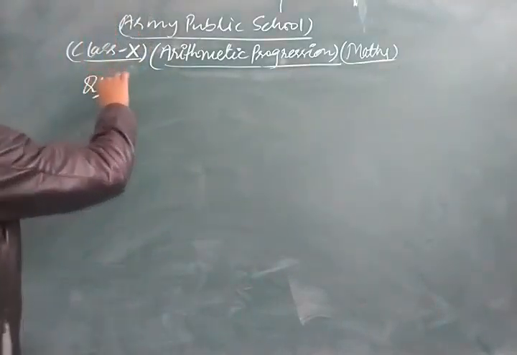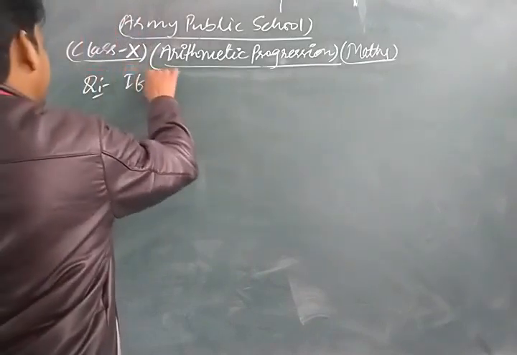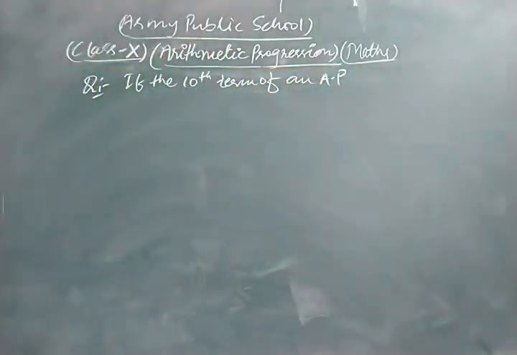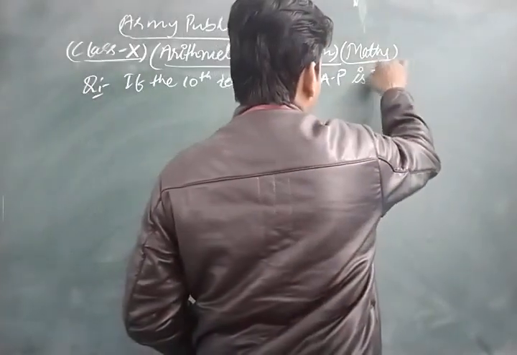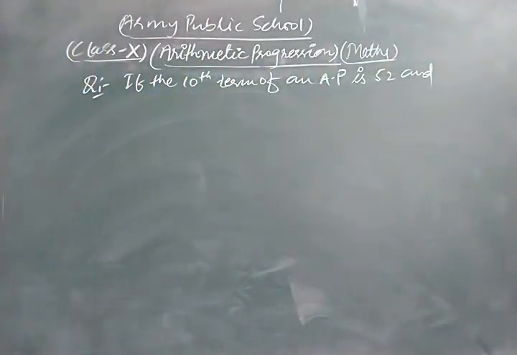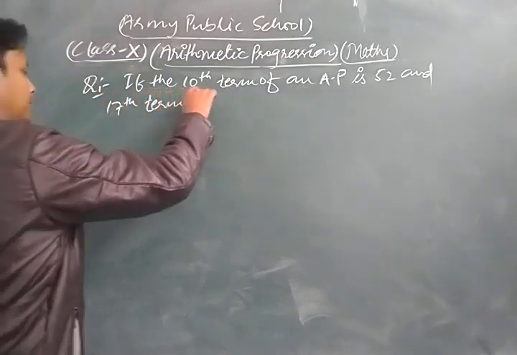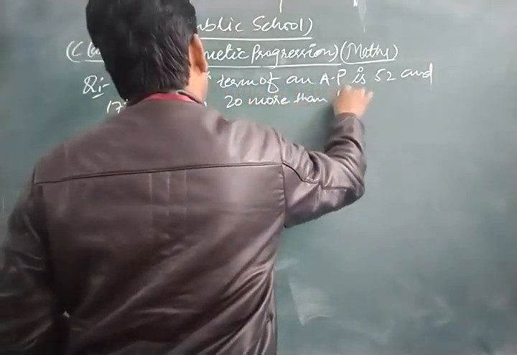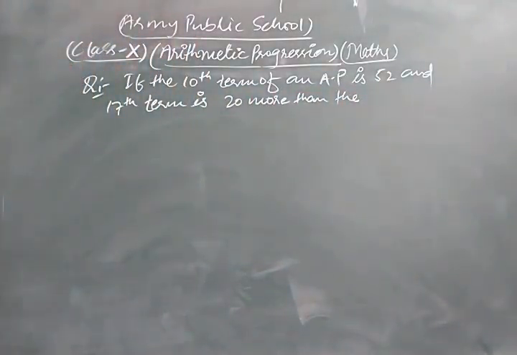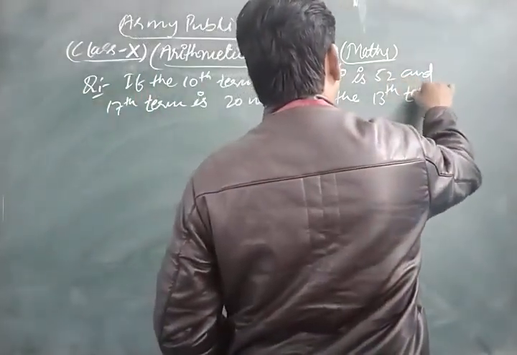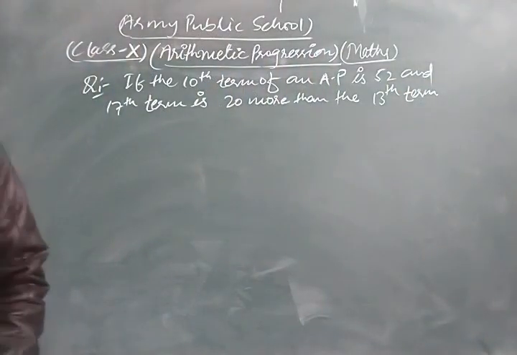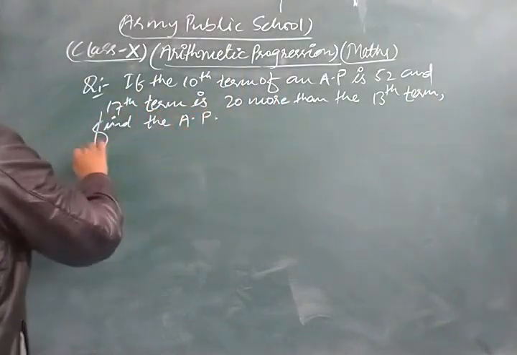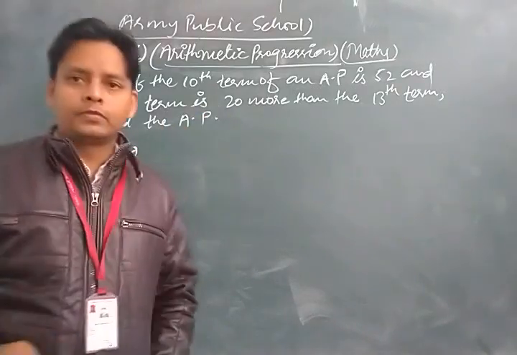Let's take a very important question. Your question is: if the 10th term of an AP is 52 and the 17th term is 20 more than the 13th term, find the AP. Now let's see its solution. This is a very important question.